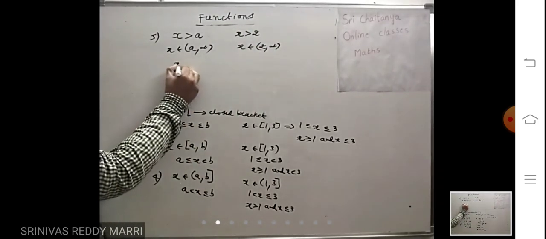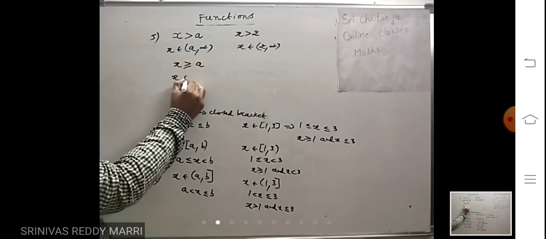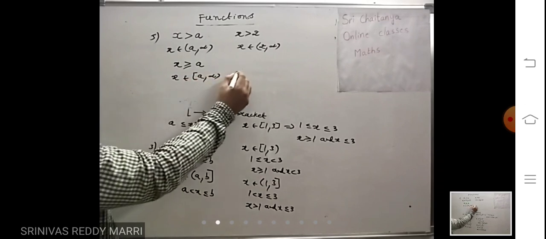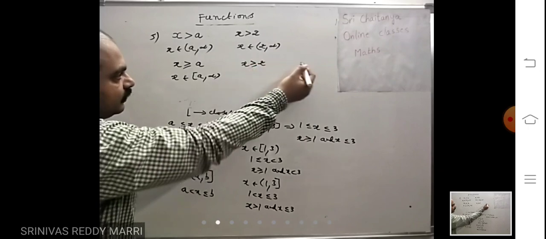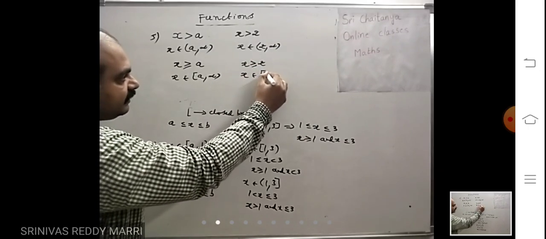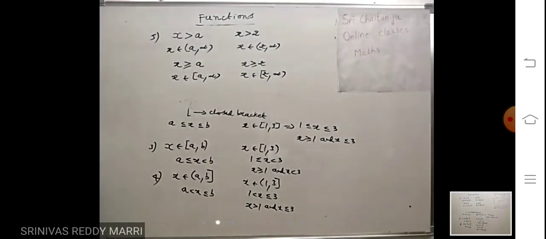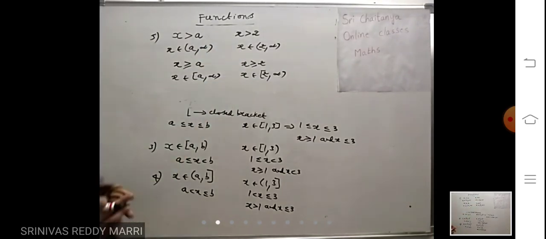Suppose the next one: x greater than or equal to a. What is the interval you will get? A comma infinity. Suppose x greater than or equal to 2. That means x belongs to 2 to infinity. 2 also x will take. Infinity is always in the open bracket. So this is the interval for greater than a, greater than 2, greater than or equal to 2.